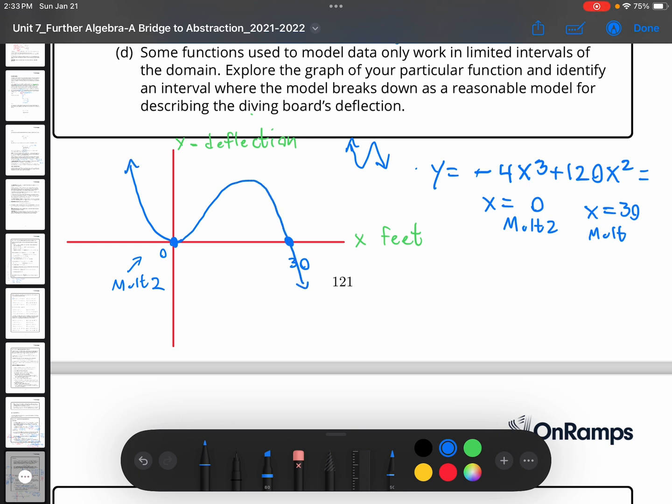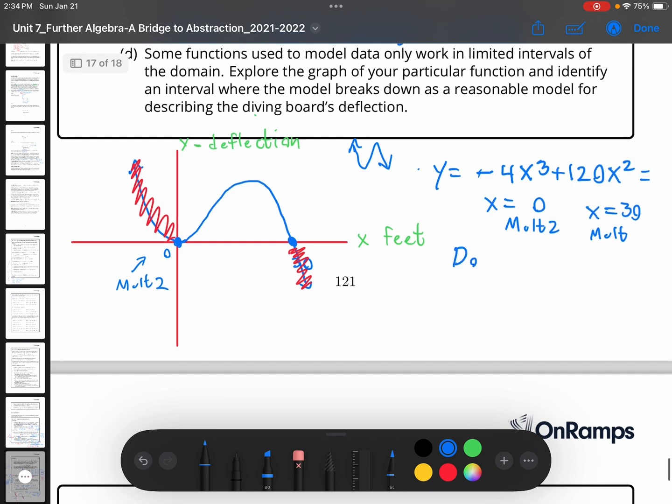Now don't forget that the y-axis is the deflection of the diving board, and x is the distance from the beginning of the diving board to the edge, if you will. So it follows that I cannot have negative deflection, so I can't go below that, and also I cannot have a negative distance from the diving board. So although the function looks like this, the only viable domain in this case would be from 0 to 30.